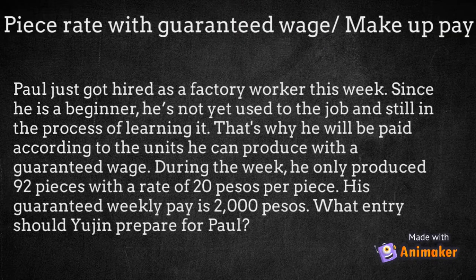Make-up pay. Paul just got hired as a factory worker this week. Since he is a beginner, he's not yet used to the job and still in the process of learning it. That's why he will be paid according to the units he can produce with a guaranteed wage. During the week, he only produced 92 pieces with a rate of 20 pesos per piece. His guaranteed weekly pay is 2,000 pesos. What entry should Eugene prepare for Paul?